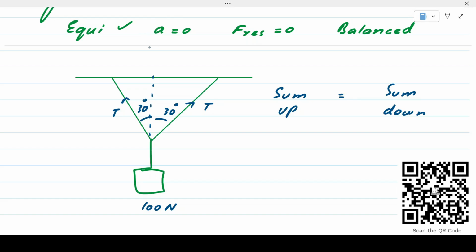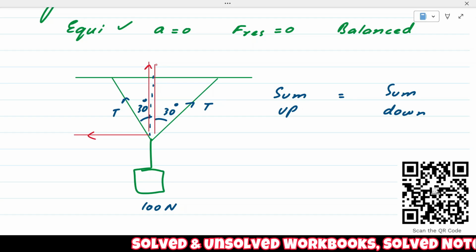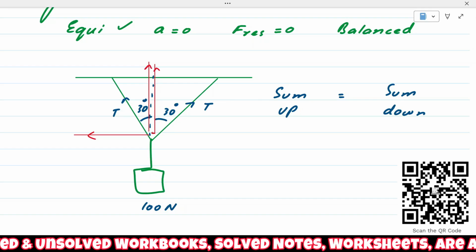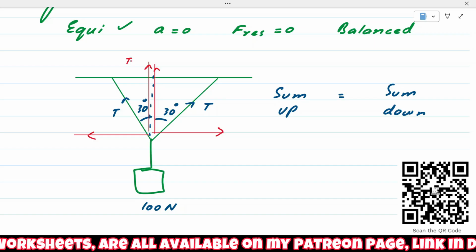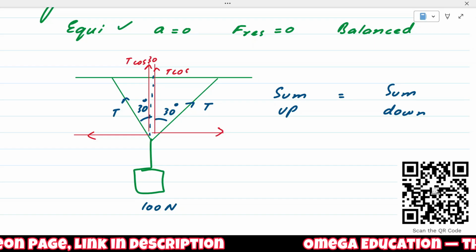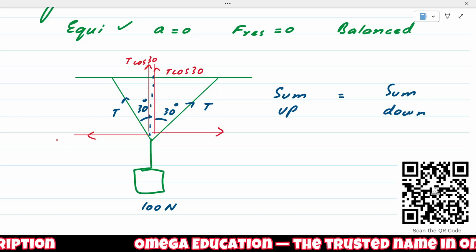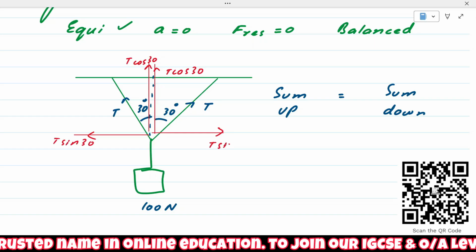Now what is the sum of the upward forces? You don't see any upward force, so that's why you need components. One component of T over here, one over here. One component of the other tension over here, one over there. The one connected with the given angle would be cos, and this one would also be cos. This one would be sine, and this one would also be sine.